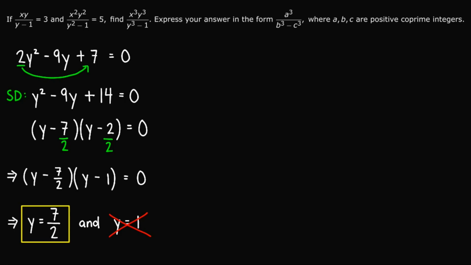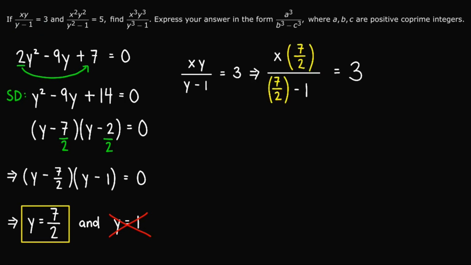Okay, good. The next thing to do is to use this value to obtain x. We can plug it into either of these equations. Let's plug it into the first equation. So xy over y minus 1 equals 3 becomes x times 7 over 2, all over 7 over 2 minus 1. So we just plugged in y.